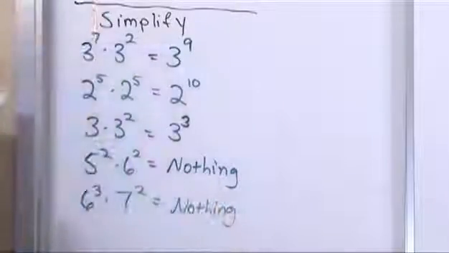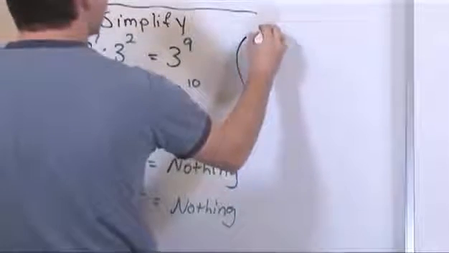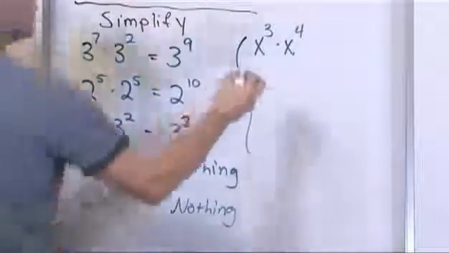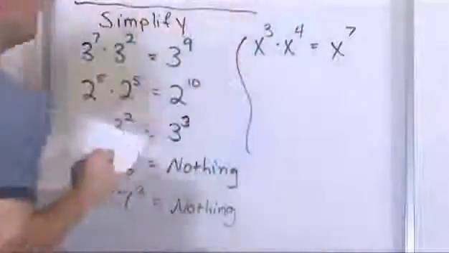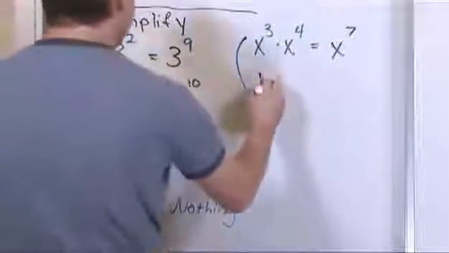Right? Now, just to show you that it really doesn't matter, what if I had x cubed times x to the 4th? Well, the bases are the same. X, 3 plus 4 gives me 7. It doesn't matter if it's a letter or a number or anything else there. It just matters that the base is the same.